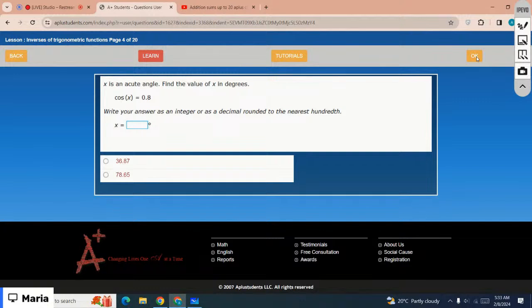Cos x equals 0.8. So which is the correct option? You simply have to evaluate cos inverse from your calculator, right? That is 36.87 degrees. Option number 1 is the correct option, right?